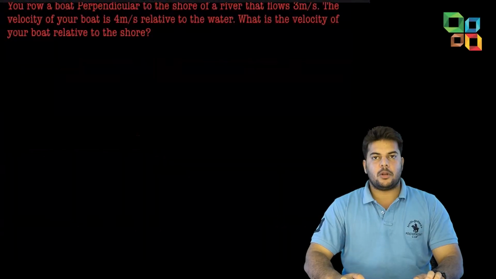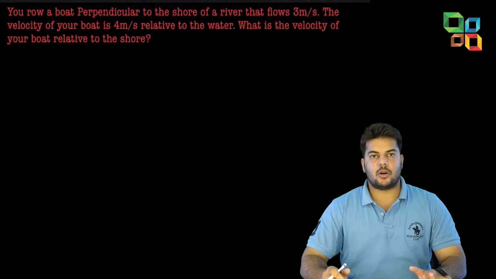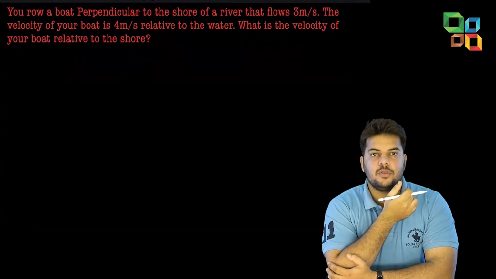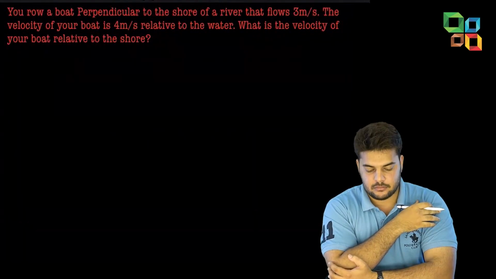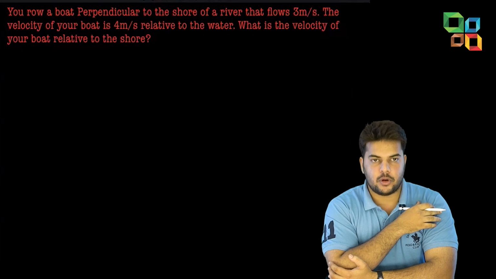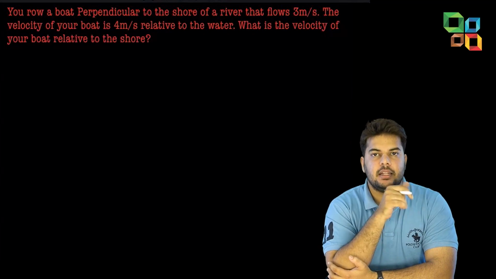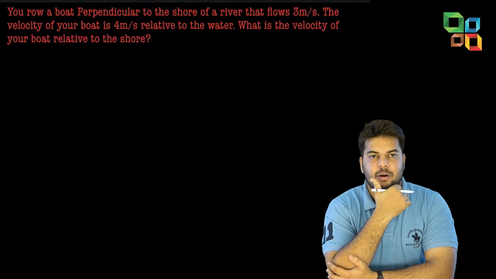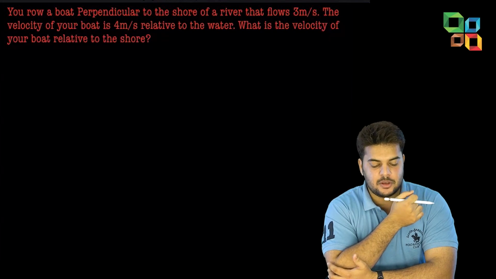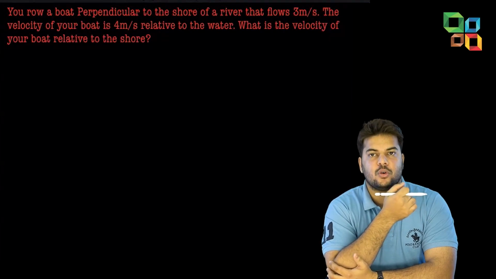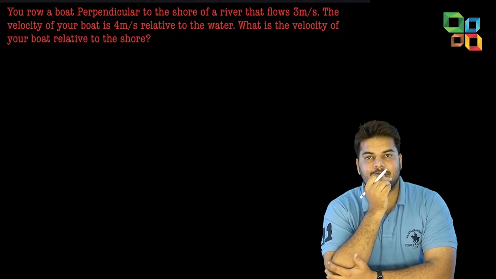You row a boat perpendicular to the shore of a river that flows at 3 meters per second. The velocity of your boat is 4 meters per second relative to the water. Oh my god, big words. What is the velocity of your boat relative to the shore? This was the same example you gave, but there was no value that time.